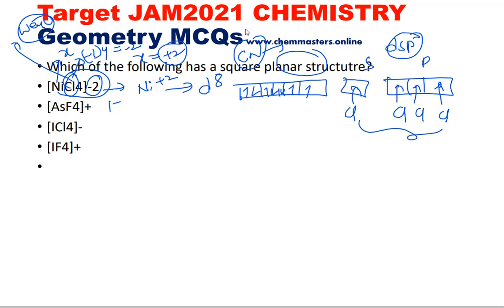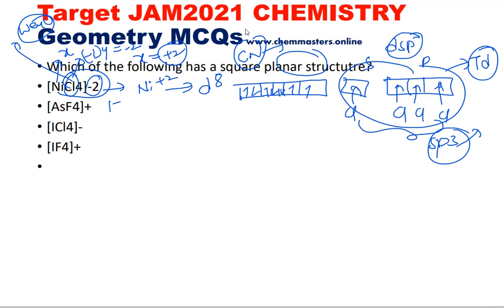Okay, so simply it is sp3 hybridized. Okay, sp3 hybridized with 0 unpaired electrons, and that's why it is tetrahedral geometry. So here I'm just considering only sp3, that's why I said 0.